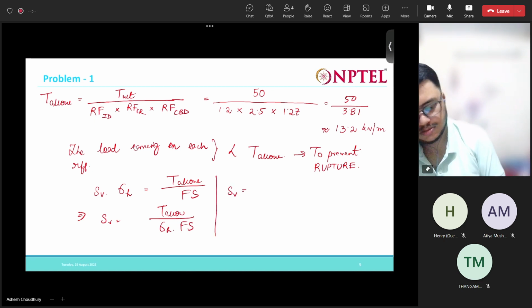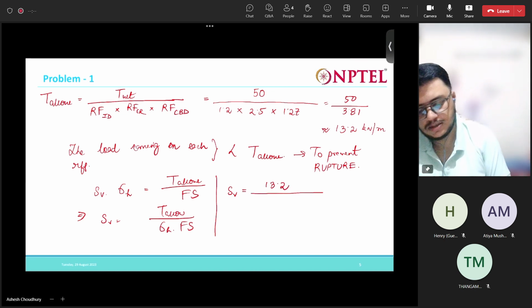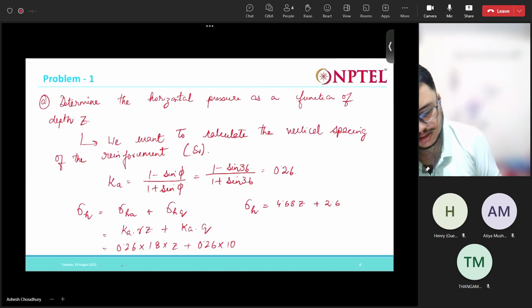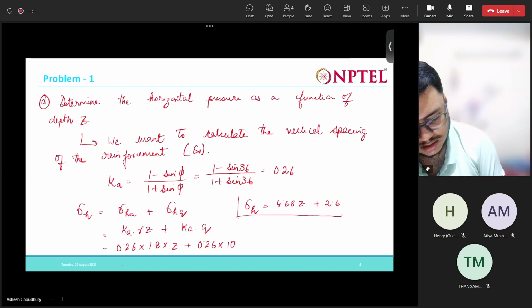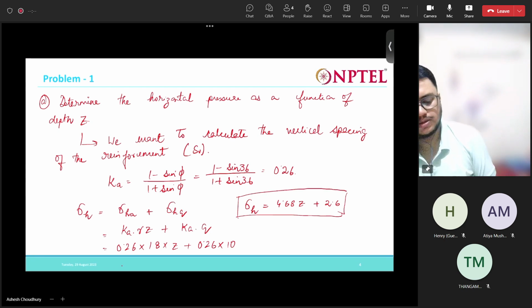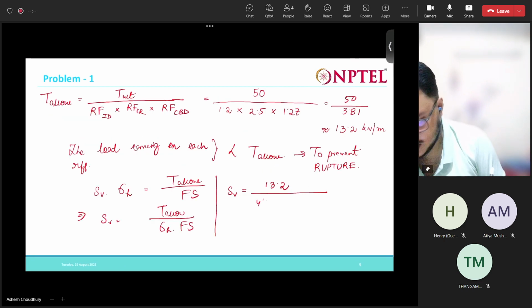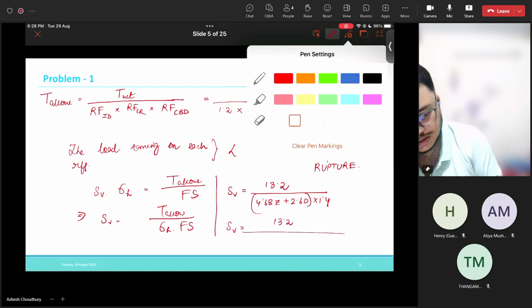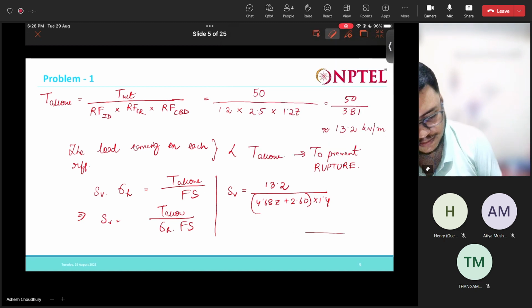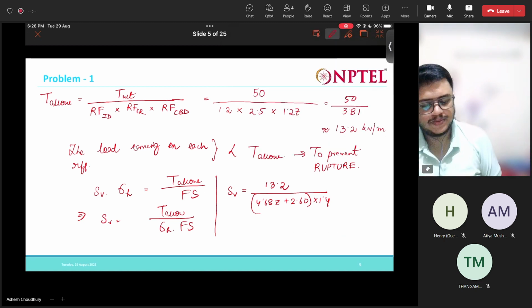So SV is equal to 13.2 divided by, what is the expression for sigma h? This is the expression for sigma h, right? 4.68 z plus 2.60, times 1.4. So SV is 10.2. Okay, let me not write this. So this is the SV.